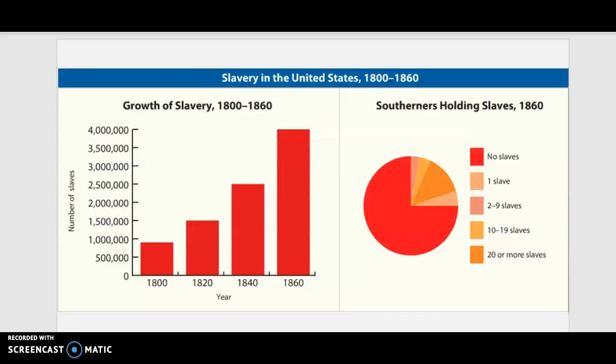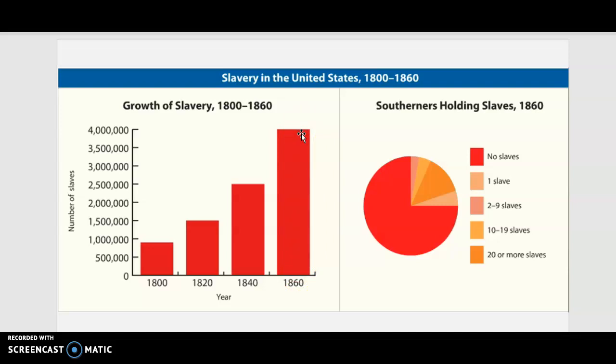Let's take a look at the growth of slavery, because in 1807, right, no new slaves are being imported into the country, but as you can see here, slavery certainly did not decline. Quite the opposite, it grew. So in 1800, there were just shy of 1 million slaves in the United States. Fast forward 60 years, 1860, nearly 4 million slaves in the United States.